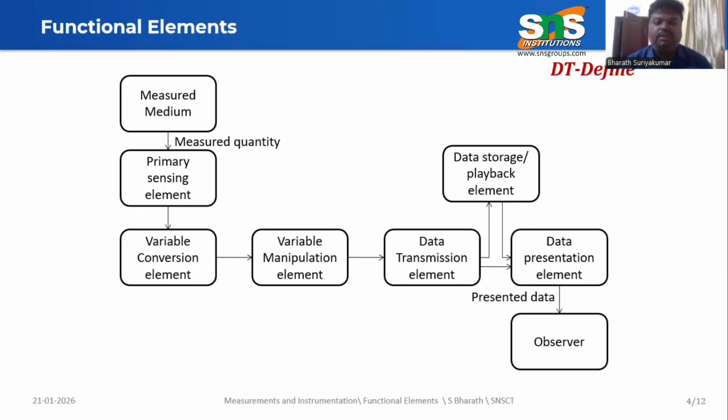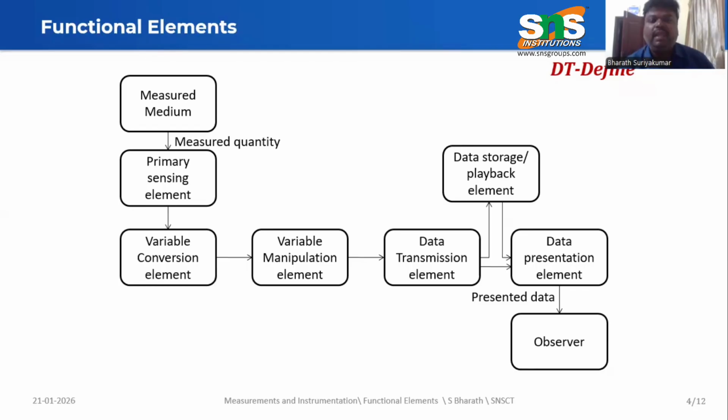For example, what is the role of a data transmission element? It can be wired transmission, wireless transmission, or any other type of transmission. If we use a radar system to transmit the data between the lower level in the ground to the one where we use it underwater or in rocket space, we have to transmit the data from here to there. There we are using something called a data transmission element.